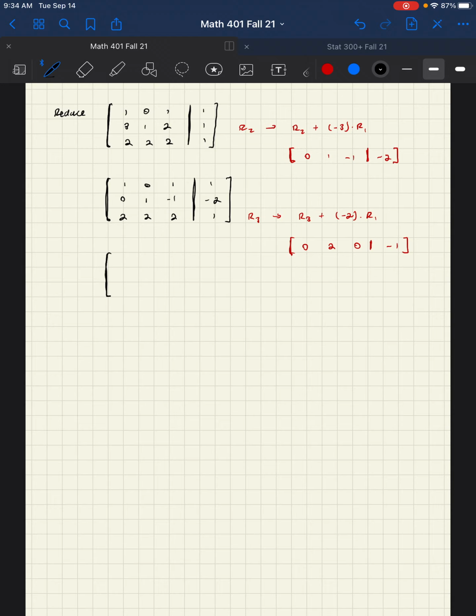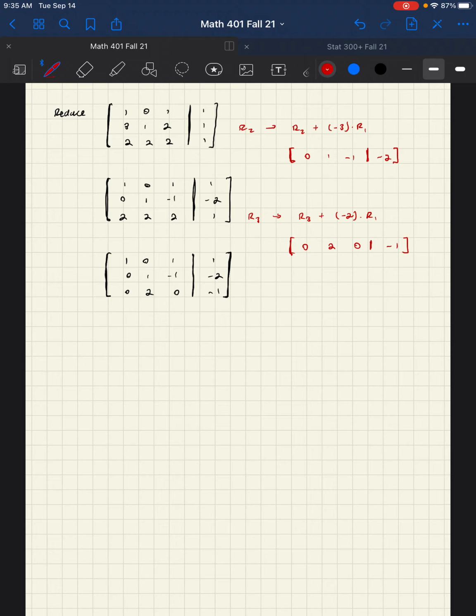This is our system now, okay? 1, 0, 1, 0, 1, negative 1, 0, 2, 0, and then make sure you line up and keep the corresponding last column. So negative 1 is now going in the bottom row here at the very end, okay? This is what it looks like so far, okay? What can we do now?